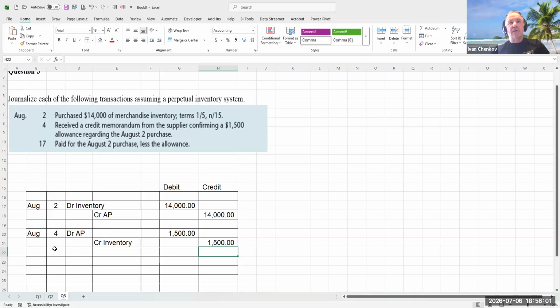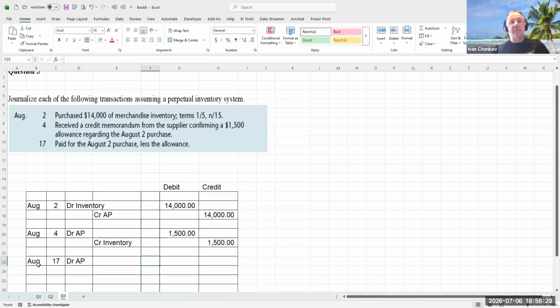On August 17, we pay for everything. But we have to deduct the allowance that we receive from the vendor, in this case, or from the supplier. So let's do it on August 17 here. We're gonna do debit accounts payable.